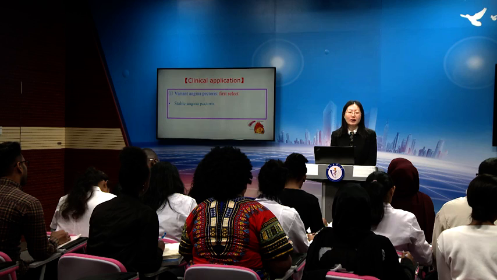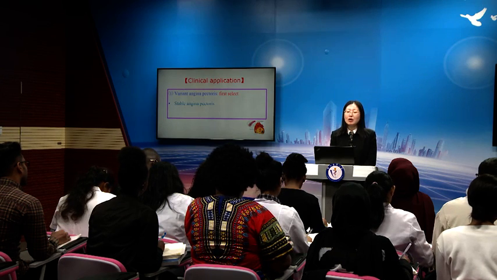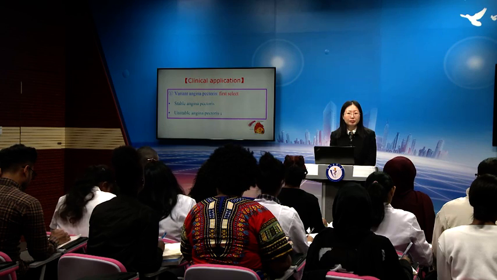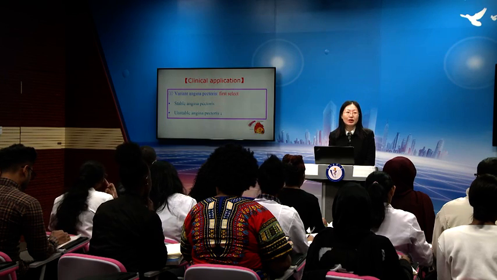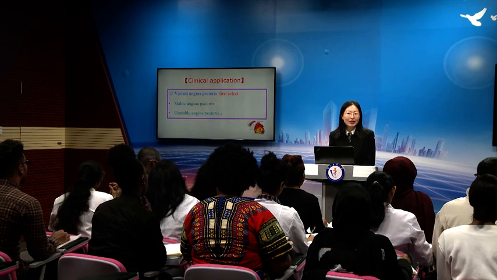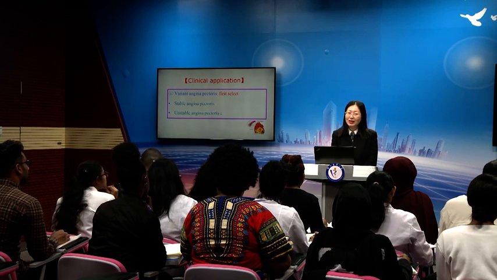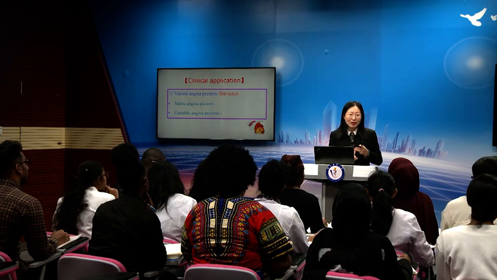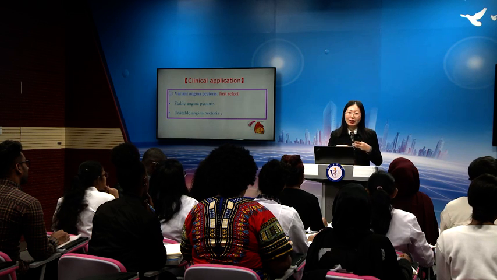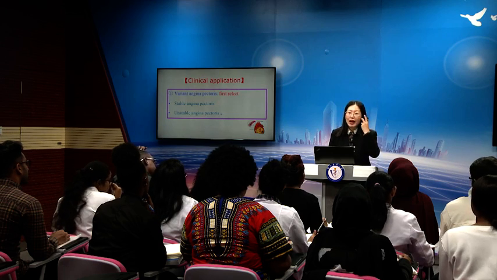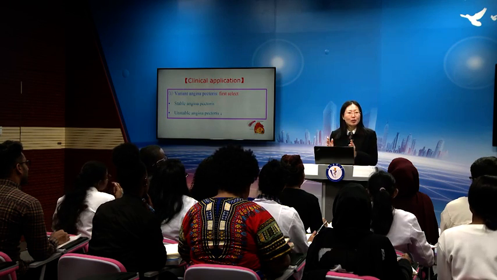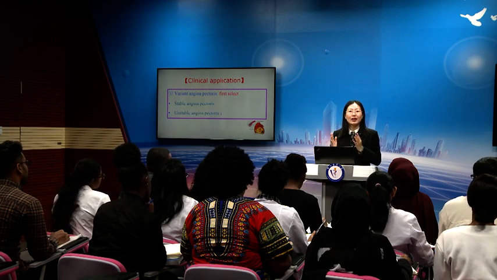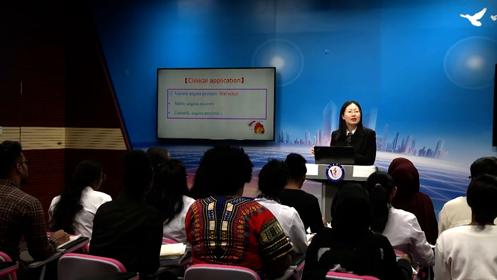The second one: stable angina and unstable angina. Your first choice agent should be which agent? Nitroglycerin, beta receptor blocker, or CCB? Nitroglycerin. And you can co-administer it with a beta receptor blocker, or you can also co-administer it with CCB.